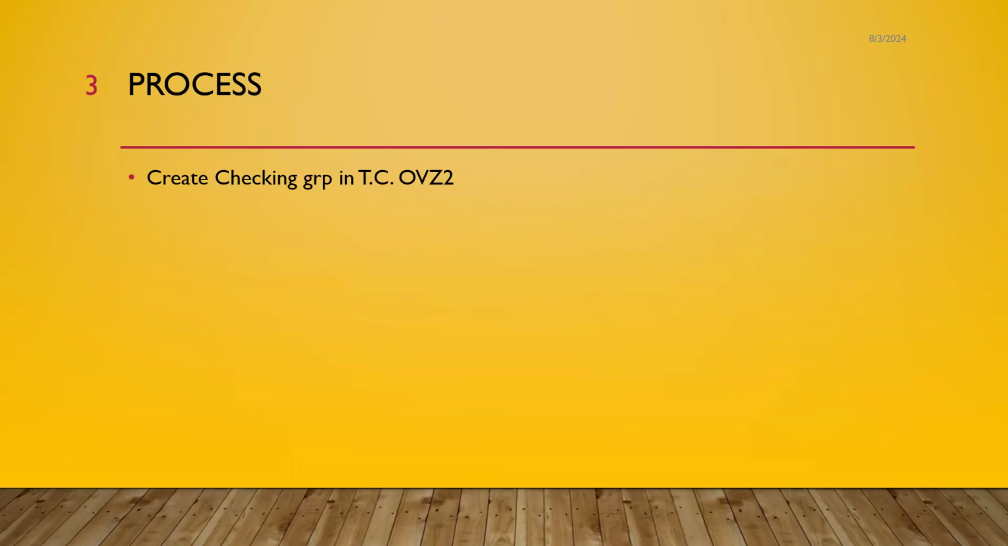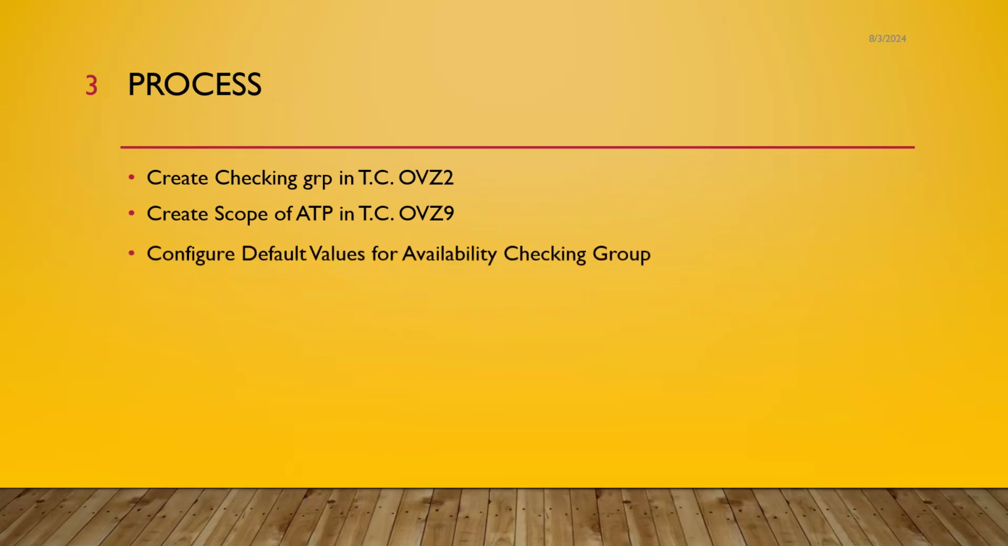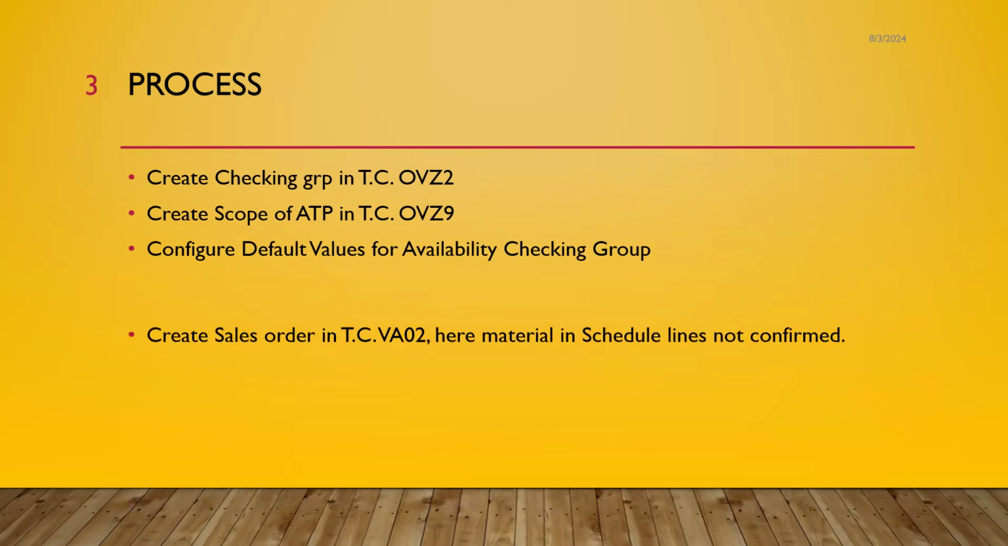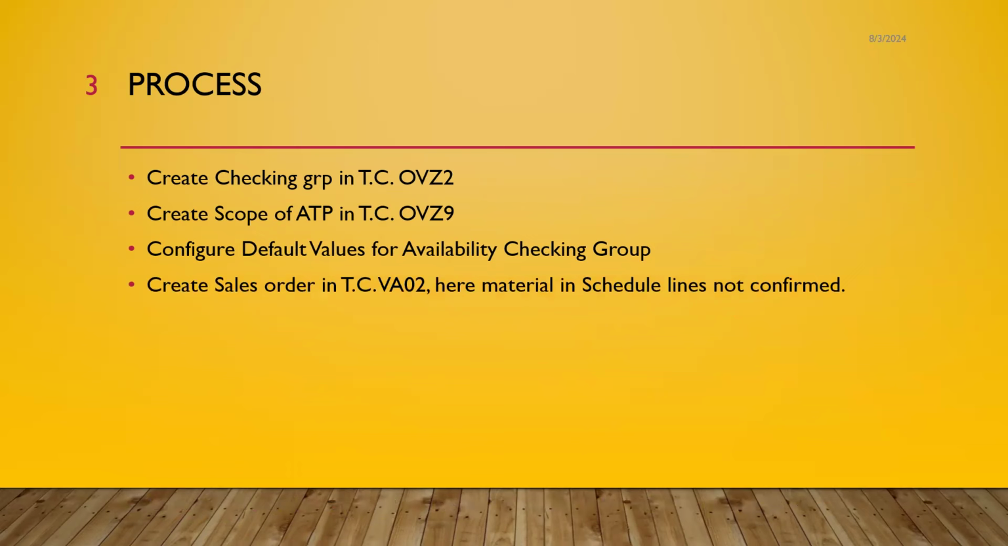Next, the process I'm going to do is create a checking group in transaction code OBC2. Next, I'm going to create scope of availability check in transaction code OBC9. And then I'm going to configure default values for availability checking group. And then I'm going to create a sales order in VA01.